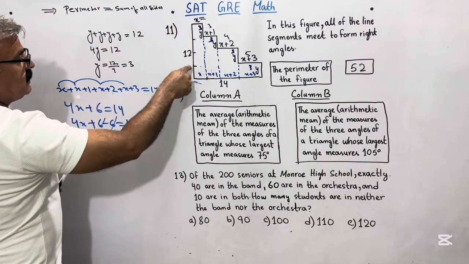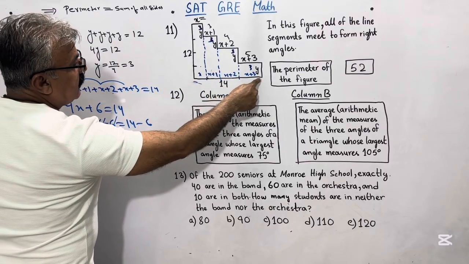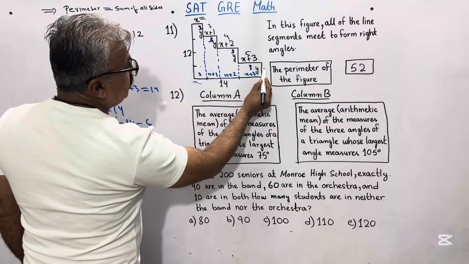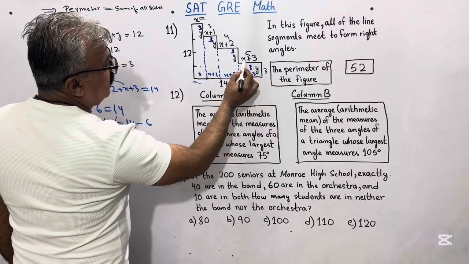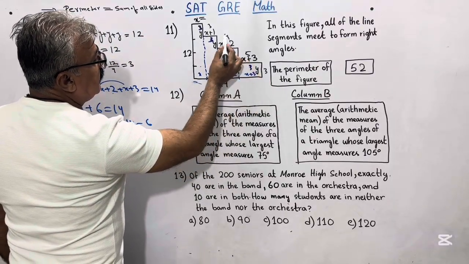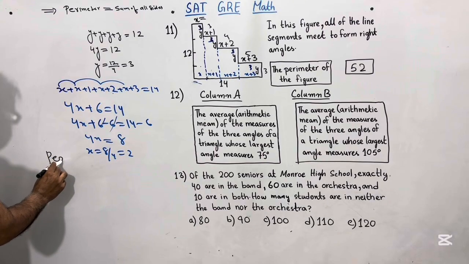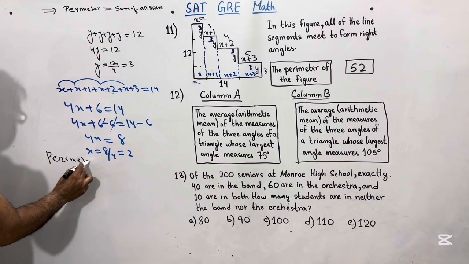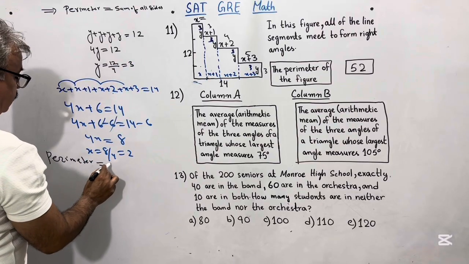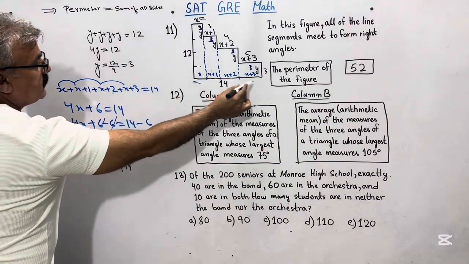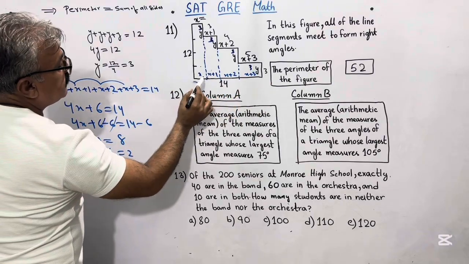Perimeter is the sum of all sides: 12 plus 14. Y means 3, and x plus 3 means 5. Add them up. Eventually we have perimeter equal to 12 plus 14. This is a straightforward 12, this is 14. Add them up.